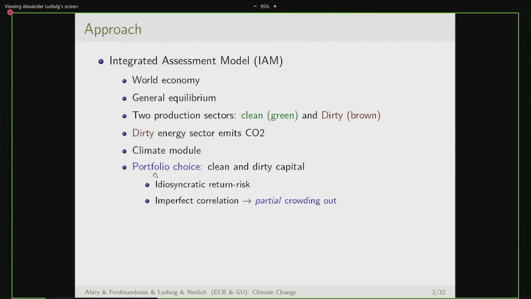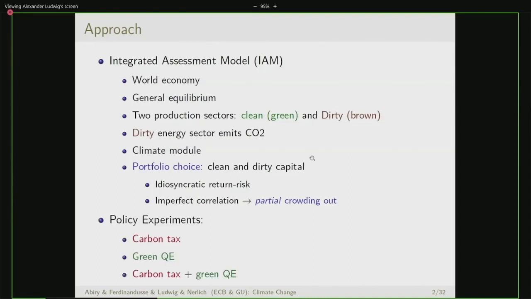And a key feature of our setup is that the two sectors of production feature idiosyncratic risk on the returns. And this is important because it's going to imply that if the return correlation across the clean and the dirty sector of the economy is imperfect, then whenever the central bank steps in and purchases green assets, the private sector is not completely stepping up. So there's only going to be a partial crowding out in response to the monetary authorities' reshifting of its portfolio. And that's a crucial mechanism in our model.